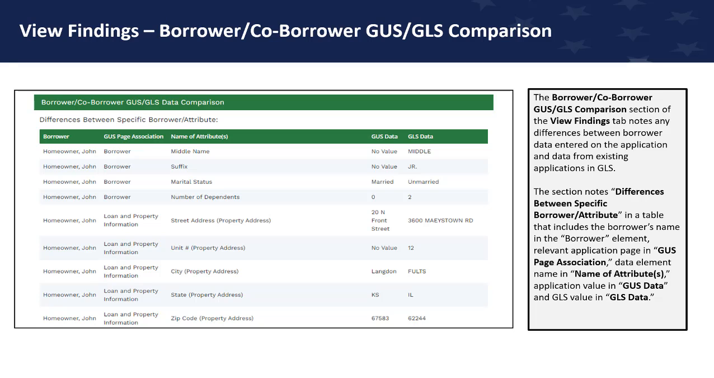System for Award Management, SAM, indicates a party to the transaction is debarred from business with the federal government. Do you have a relationship with any Rural Development employee? And qualification status for U.S. non-citizens. Note, if no discrepancies exist between evaluated data elements, then this section is not displayed on the View Findings page.